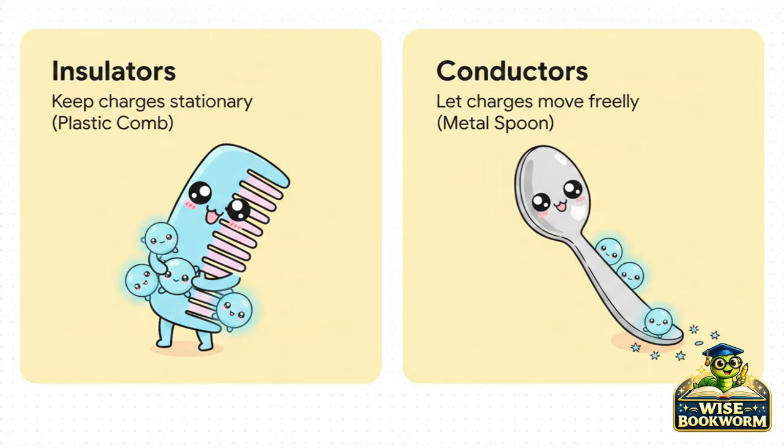This perfectly explains why you can electrify a plastic comb just by rubbing it on dry hair, but if you try rubbing a metal spoon in your bare hand, absolutely nothing happens. Why? Because the metal spoon is a conductor, and you are a conductor, so the charges just leak right through your hand, down your body, and straight into the ground.